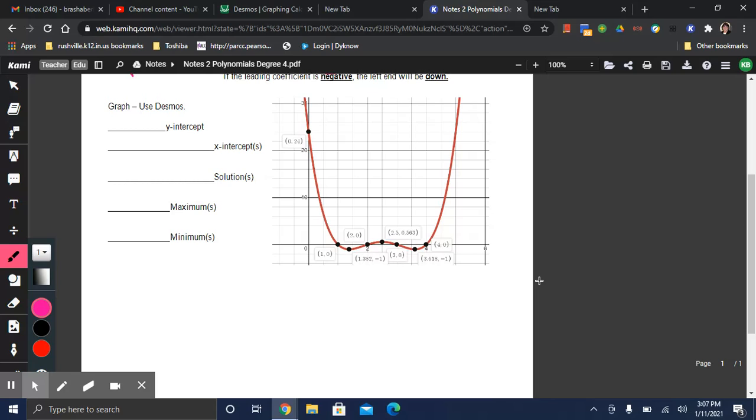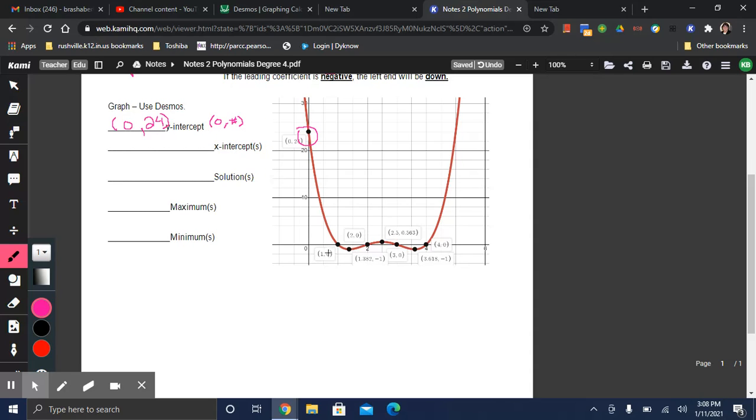Now you're going to start answering questions like we did with degree 3. I'm going to start with the y-intercept. Remember that that is where the x value is a 0. So that's going to be 0, 24. Remember the y-intercept needs to be 0 and then some other number.